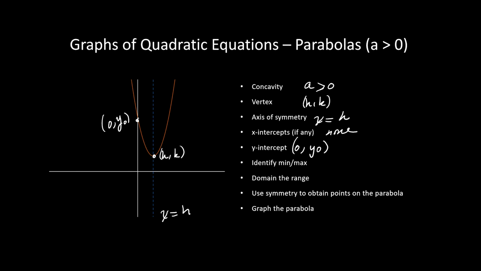Min or max: if we look at the parabola opening up, the vertex represents a minimum. It's the lowest point on the graph. The graph doesn't extend beyond that.